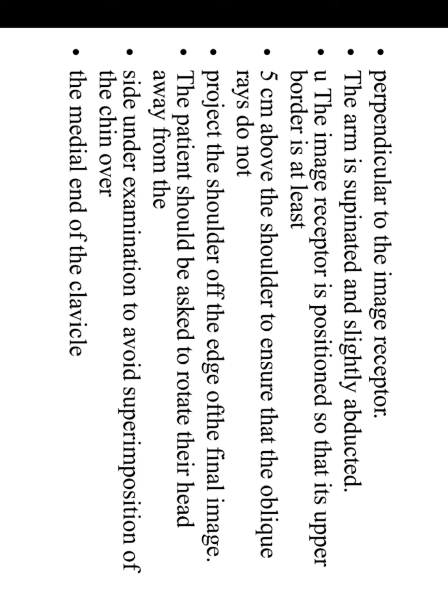The arm is supinated and slightly abducted. The image receptor is positioned so that its upper border is at least 5 cm above the shoulder to ensure that the oblique rays don't project the shoulder off the edge of the final image. The patient should be asked to rotate their head away from the side under examination to avoid superimposition of the chin over the medial end of the clavicle.